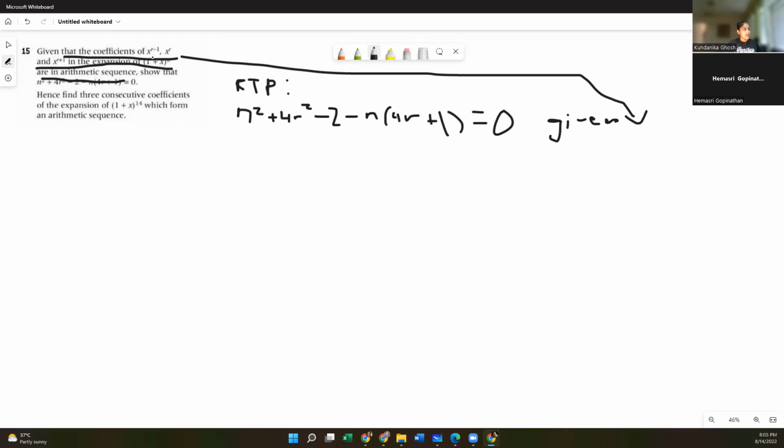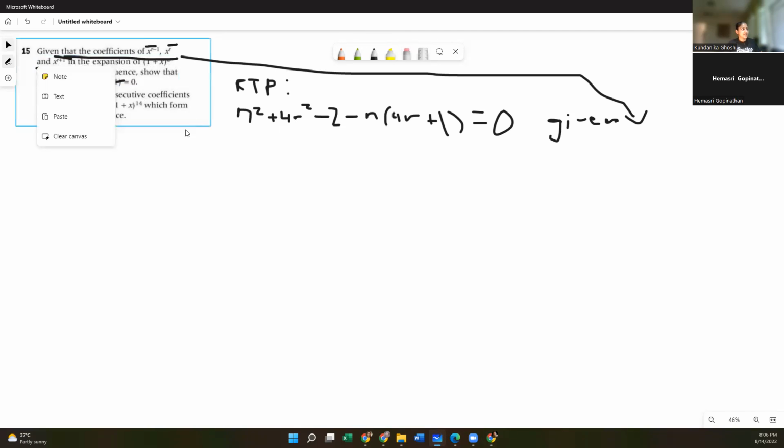Okay. So these three are in an arithmetic sequence. I'm just gonna erase this. You get what I wanted to show, right? Yeah, I got that.